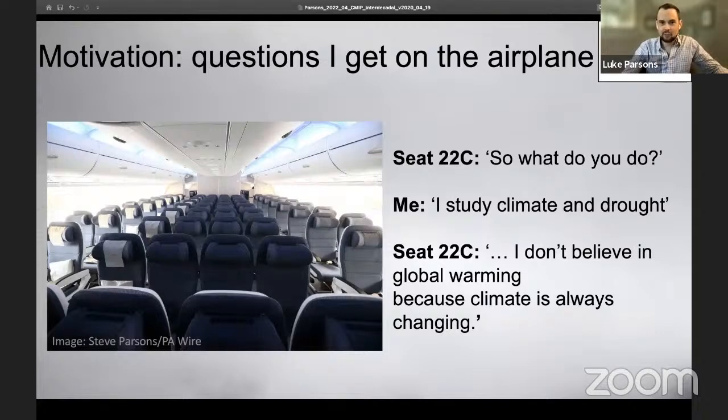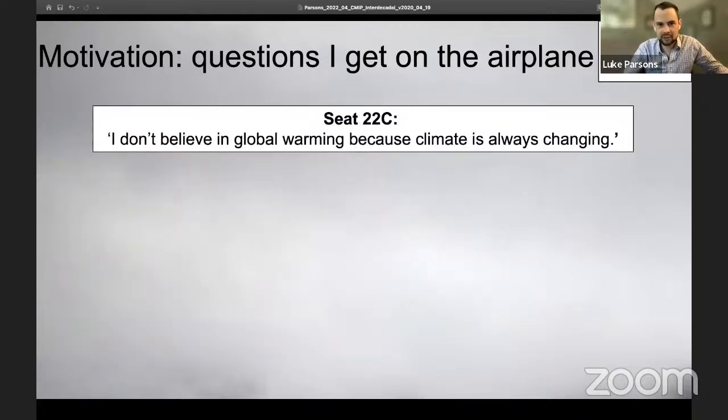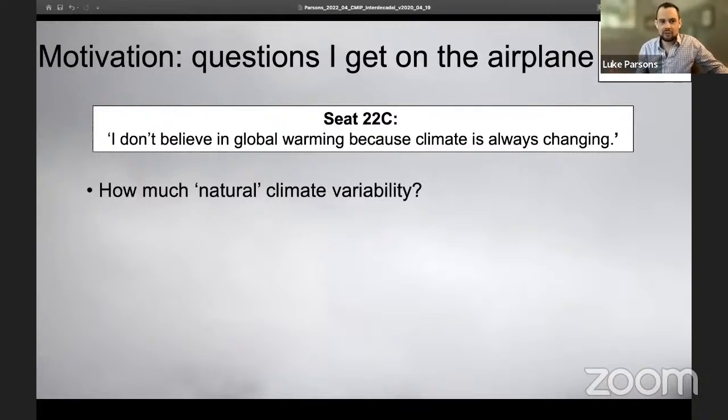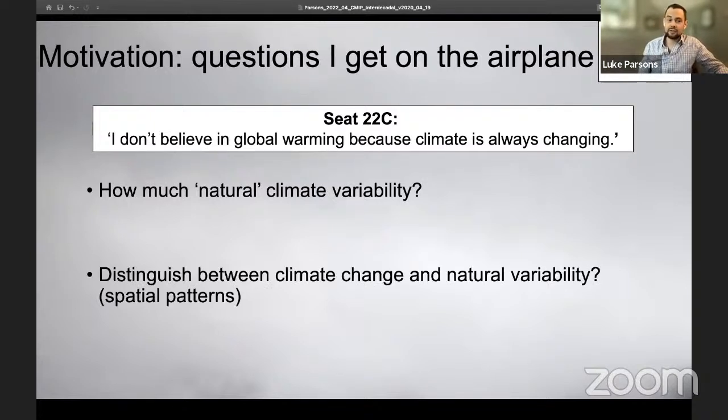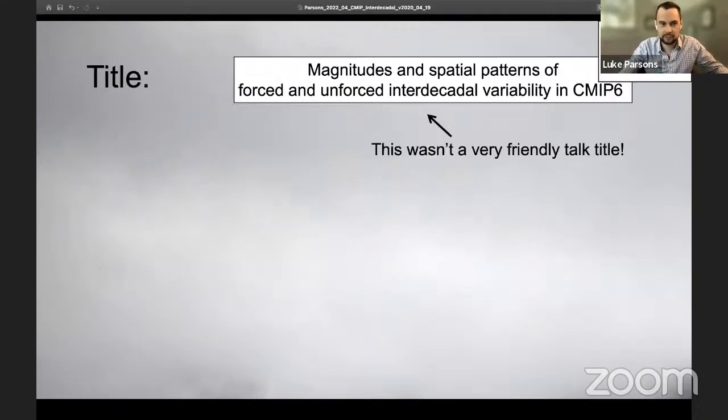And then I can get a comment that's something like, I don't believe in global warming because climate is just always changing. So let's use seat 22C's comment here as motivation for my talk. I don't believe in global warming because climate is always changing. And this brings up this question of how much natural variability is there in the climate system before humans start warming it with greenhouse gases? And can we distinguish between climate change and natural climate variability, not just from the magnitudes of variability or change, but specifically due to the spatial patterns?